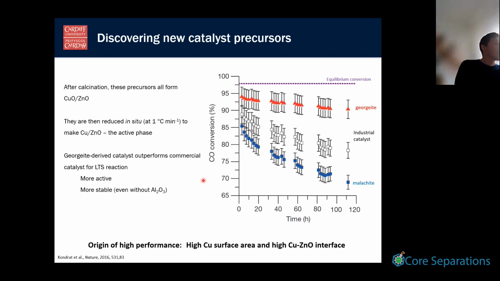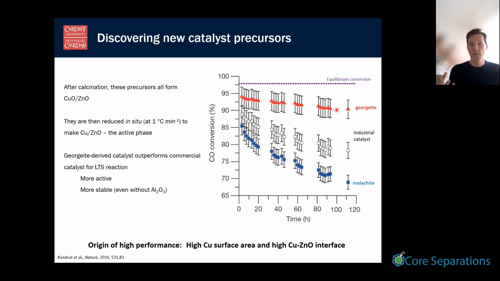We were able to understand the increased activity of the georgite-derived sample compared to the malachite by considering that copper surface area, and we can draw quite clear correlations between those. But in terms of understanding the stability, that's actually a question we were never able to answer.